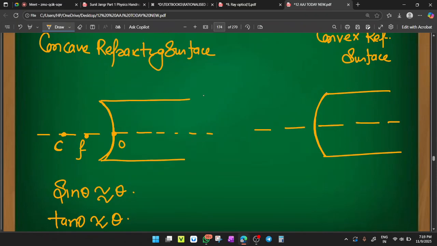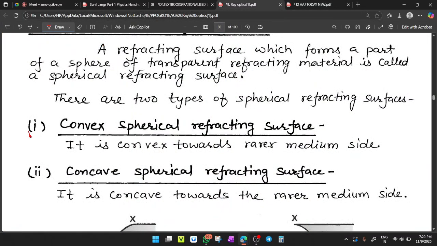This is very important. The convex face of this refracting surface is towards the rarer medium. Means here the rarer medium should be present. Clear or not clear? So the convex part is towards the rarer medium, and here it is denser. Obviously the glass will be denser. So mu1 is less than mu2. Here this is mu1, this is mu2. Then for the concave spherical refracting surface, the concave part is towards the rarer medium. Clear?